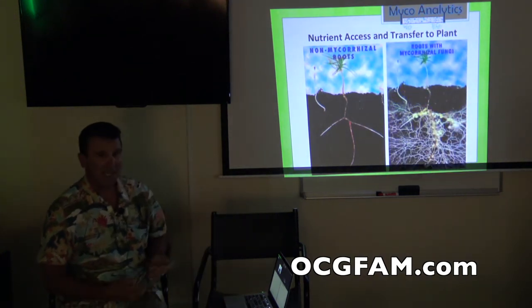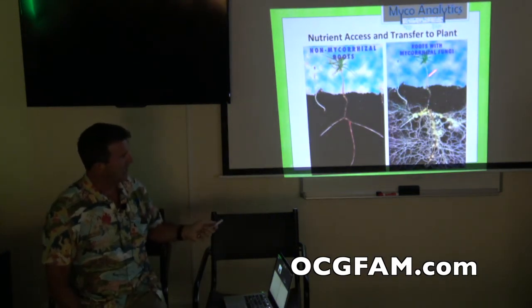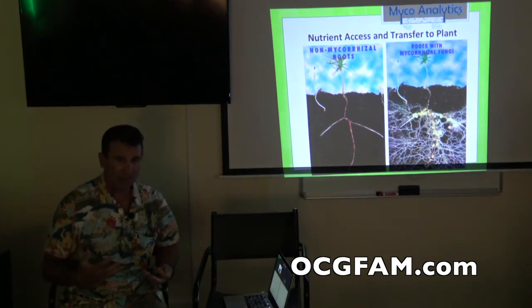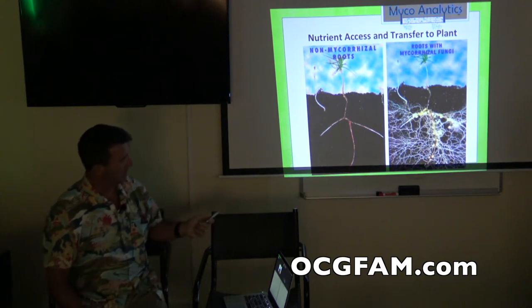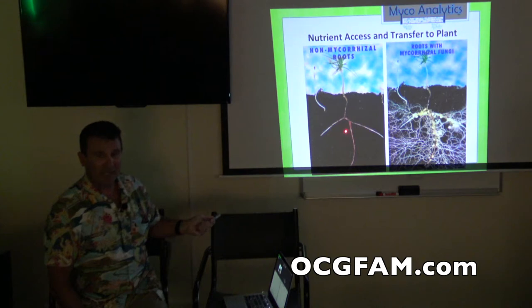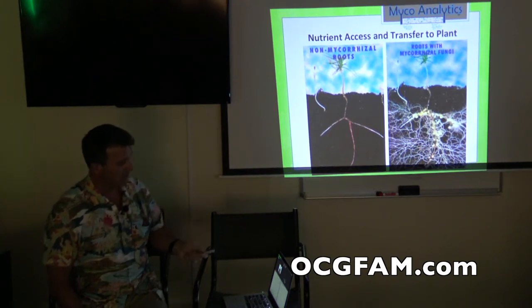Nature provides for this kind of root system, and this is why in natural systems you don't need to fertilize, you don't need to irrigate, because everything's conserved. There's no loss in these systems, whereas these systems are highly inefficient, and that's why you have to add so much fertilizer and water to make these systems productive, because they've lost their network.